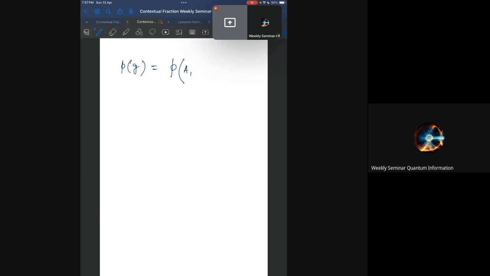A1 equals 0, I measured A1 and get 0. A2 equals 0. B1 equals 0 and B2 equals 1. Let's say this is one PG. I see. So from this, I am trying to construct A1 equals 0, B1 equals 0.